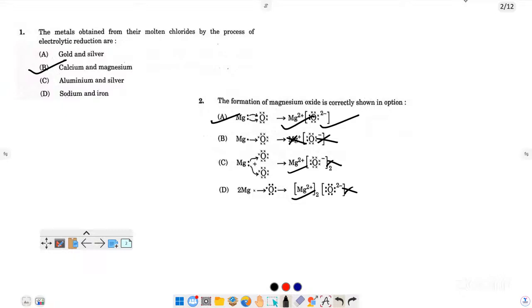Okay, easy question. I told you in the last class, in the revision class, we studied the dot diagram. The dot diagram is important.